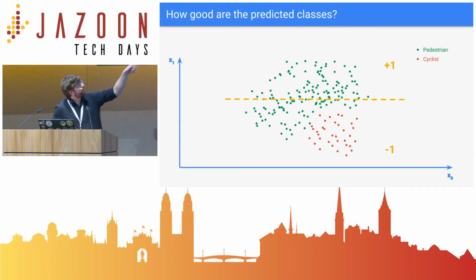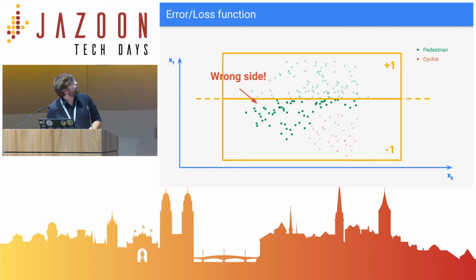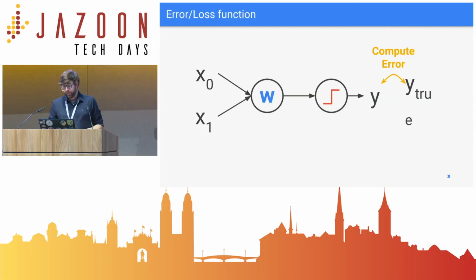So here we have this +1 and -1, and now we want to know, this random line, how good is it actually? We can see it's not very good, but we need a measure of how good it is. So we somehow need to find out the ones that are on the right side and the ones that are on the wrong side. We do this by comparing the output, the y, to the ground truth data that we collected before. And we compare these two, and we compute an error or a loss.